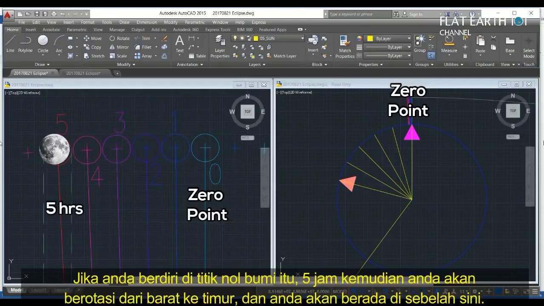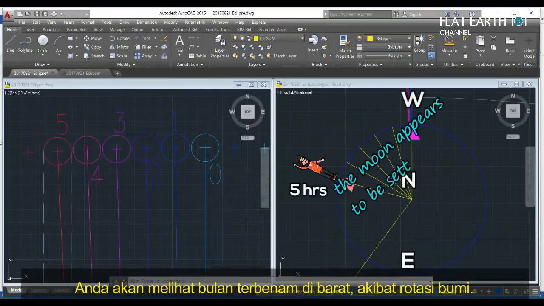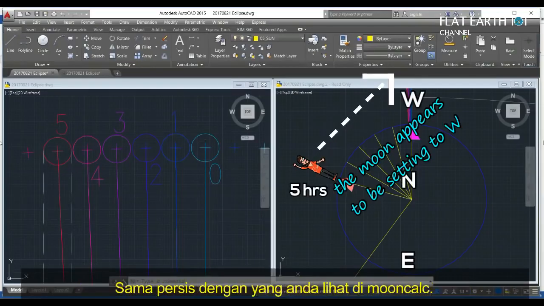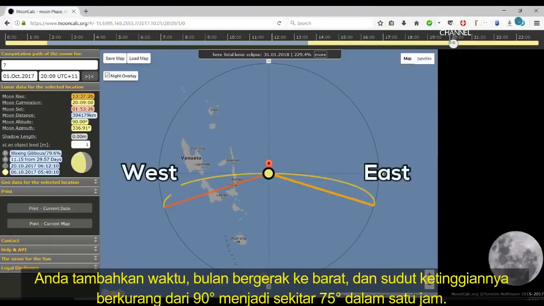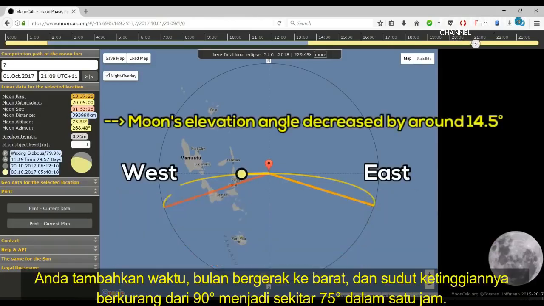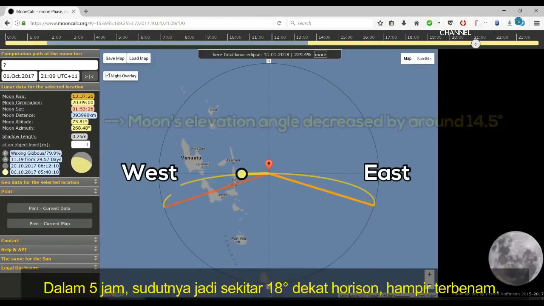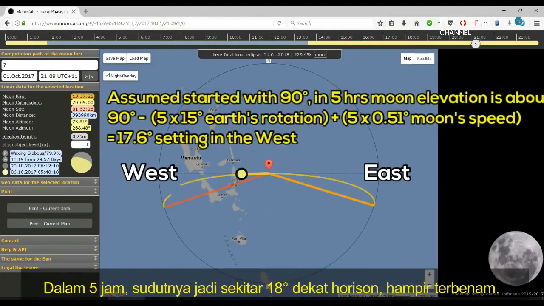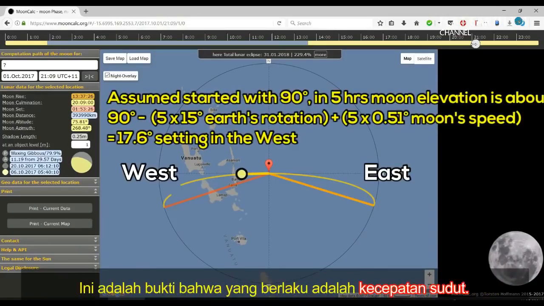If you're standing on Earth over here, 5 hours later, you will rotate from west to east and you'll be over here. You will see the moon is setting to the west due to Earth's rotation. Exactly like you've seen at Mooncalc, you add time, the moon goes to the west. And the elevation angle is subtracted from 90 degrees to around 75 degrees in 1 hour. For 5 hours, it would be around 18 degrees near the horizon, almost setting. This is the proof that it's the angular speed that applies.